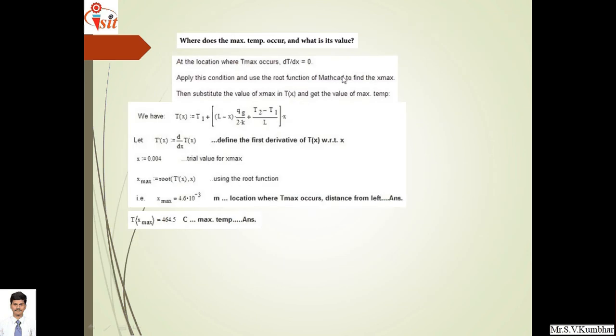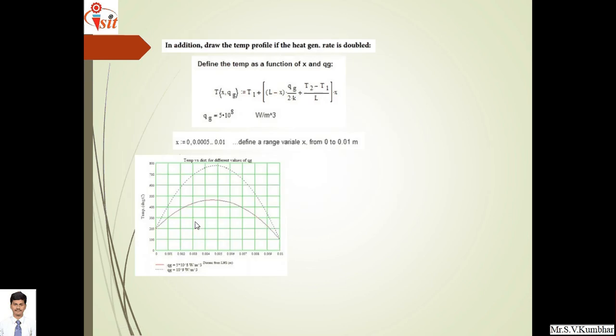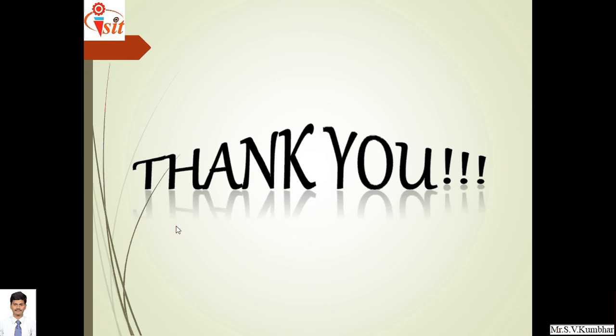Next we will determine the maximum temperature and its location. So take derivative of this with respect to x and equate it to 0. We will get x max as 4.6 into 10 raised to minus 3 meter. If you substitute x max value here, we will get maximum temperature as 464.5 degrees centigrade. Next one is to plot a graph. As T1, T2 values are given, we have calculated the temperature at center and the value of maximum temperature. So by knowing all the temperatures, we can plot graph for this. So here we will conclude for heat source system.